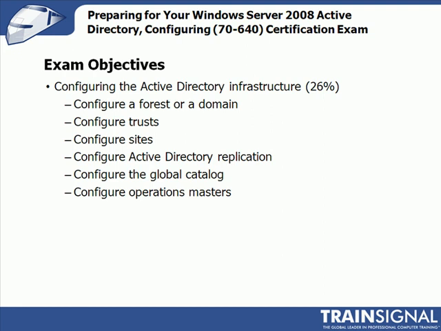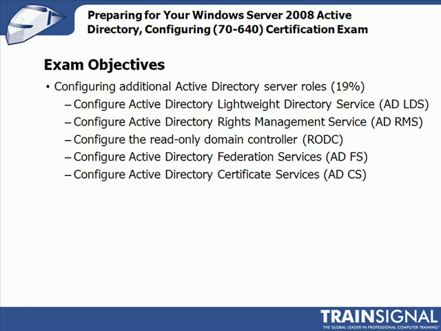26% of the exam will be on configuring the actual Active Directory infrastructure itself: configuring a forest or domain, trusts, sites, Active Directory replication, global catalog, and your operations masters. 19% of the exam is covering the additional Active Directory server roles: Active Directory Lightweight Directory Services, Rights Management Services, Federation Services, Certificate Services, and also configuring a read-only domain controller.